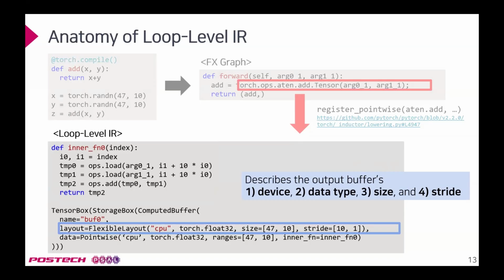Looking more closely at the ComputedBuffer structure, you can see that it describes the output buffer in terms of device, data type, size and stride. In this example, the buffer lives on CPU, holds single precision values, and has a shape of 47 by 10 with row major strides.